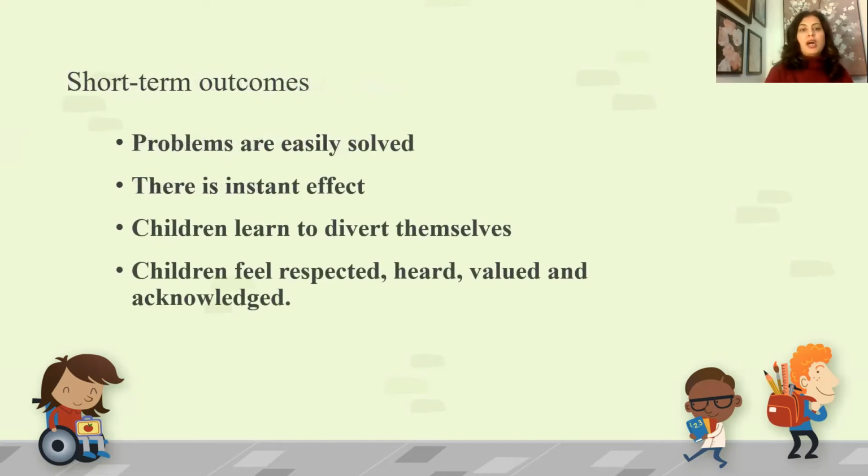The short-term outcomes for using efficient child guidance strategies are that problems are easily solved before they escalate or turn into misbehaviors. Then there's an instant effect because children can see the consequences of their behavior, and children learn to divert themselves instead of waiting for an activity. And above all, children feel respected, heard, valued, and acknowledged when appropriate guidance strategies are used.